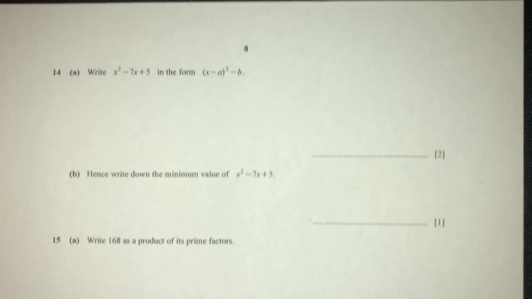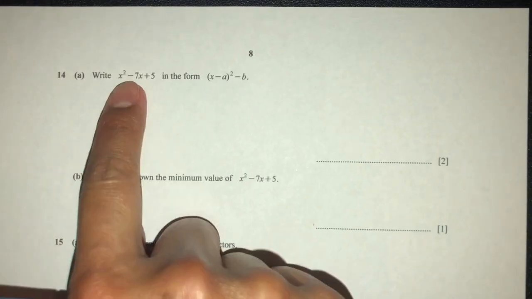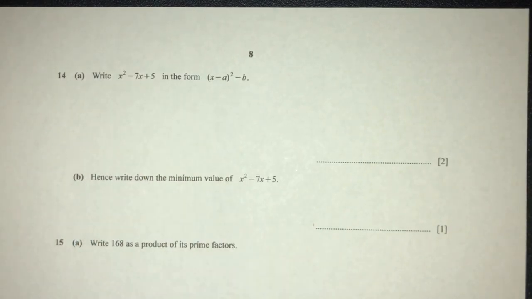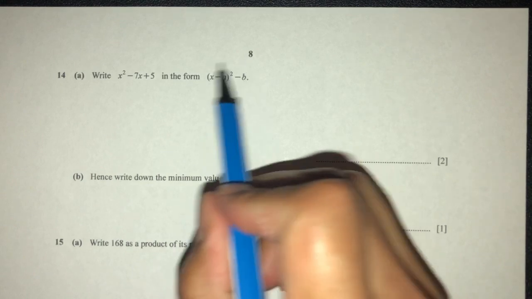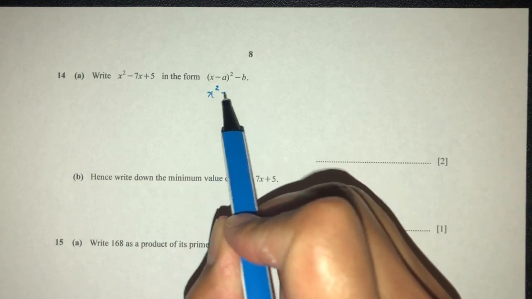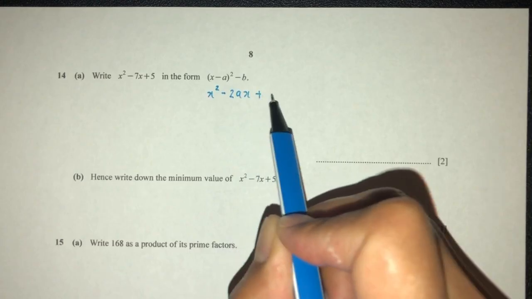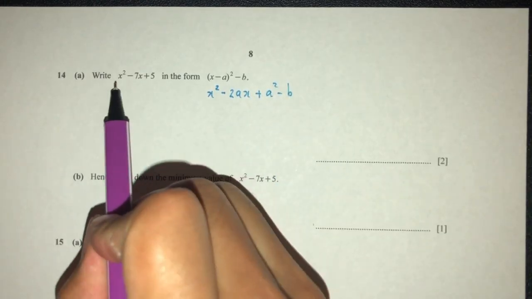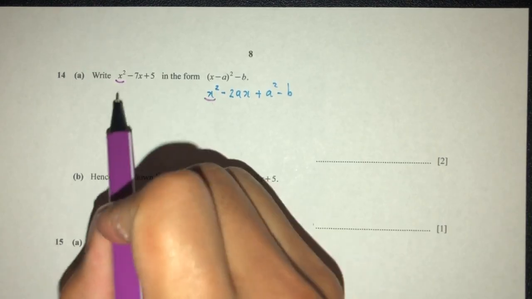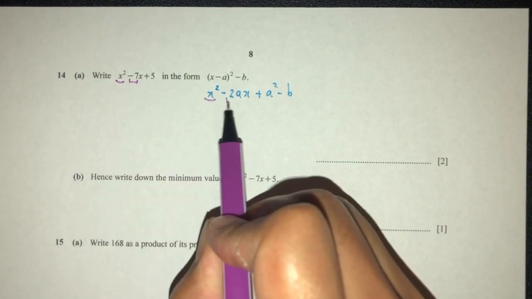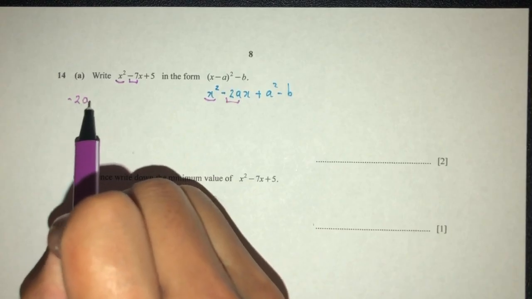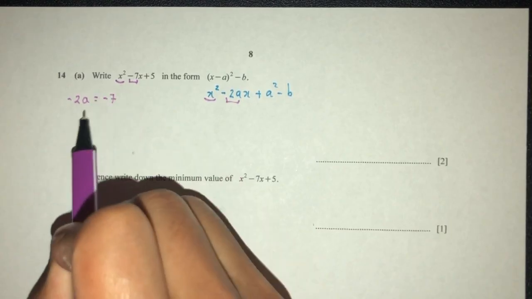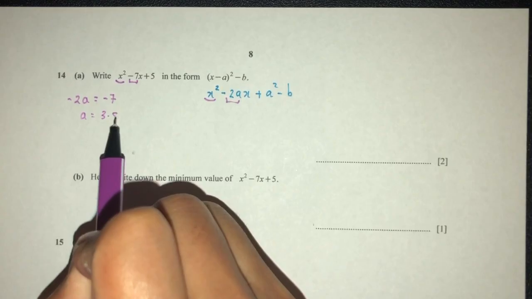Now let's move on to question number 14. So here we have to write this one as this one. So this one we can use a simple method. We can first expand this one. That will become x squared minus 2ax plus a squared minus b. We can do this by comparison. So this is the same as this. So we have to compare this one to this one. So we can say minus 2a will be minus 7, right? So a will be 3.5.